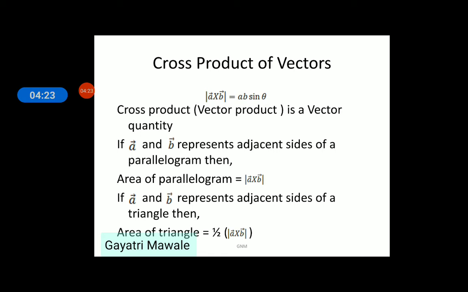If vector A and vector B represent adjacent sides of a triangle, then the area of that triangle is equal to half of mod of A cross B.